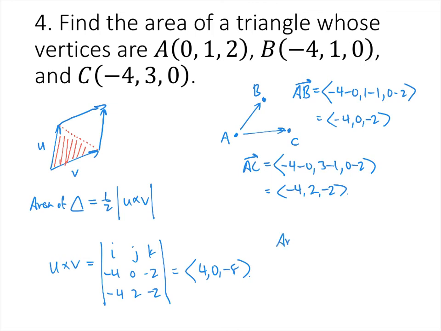So the area of the triangle is going to be half of the magnitude of that vector 4, 0, -8. That works out to be the square root of 80, and so our answer is that it's the square root of 80 divided by 2.